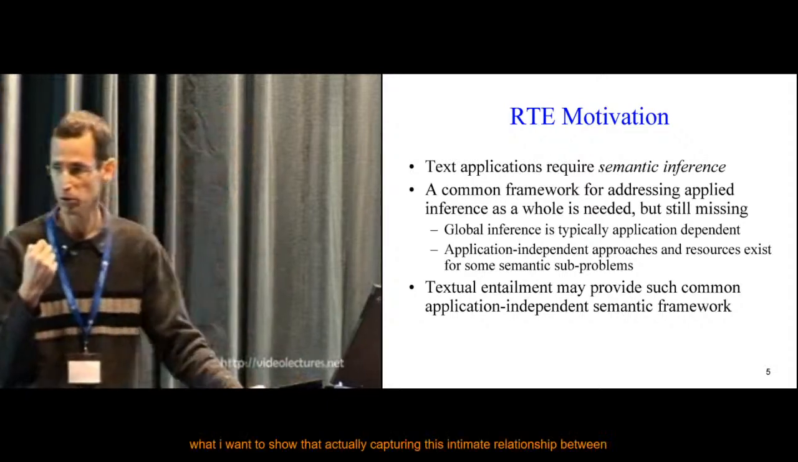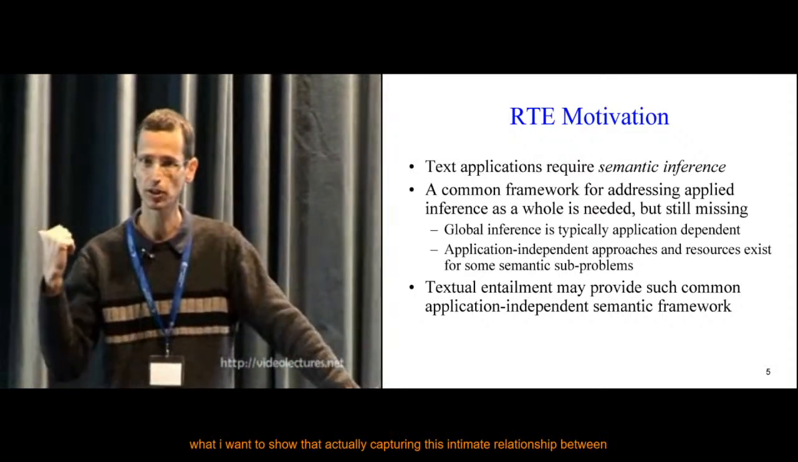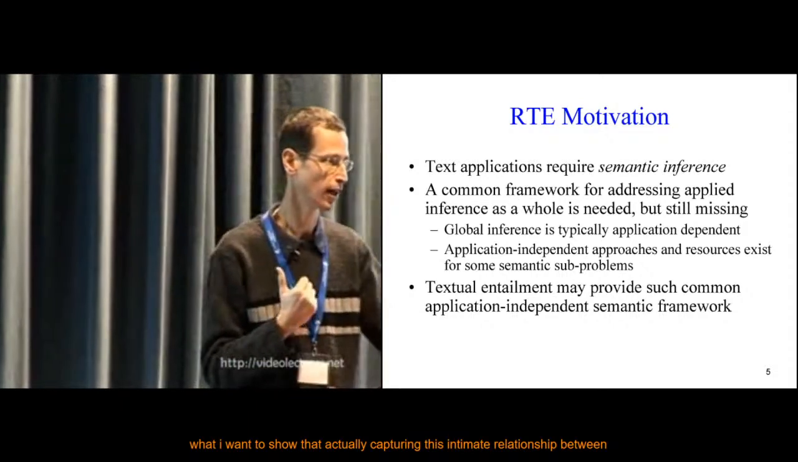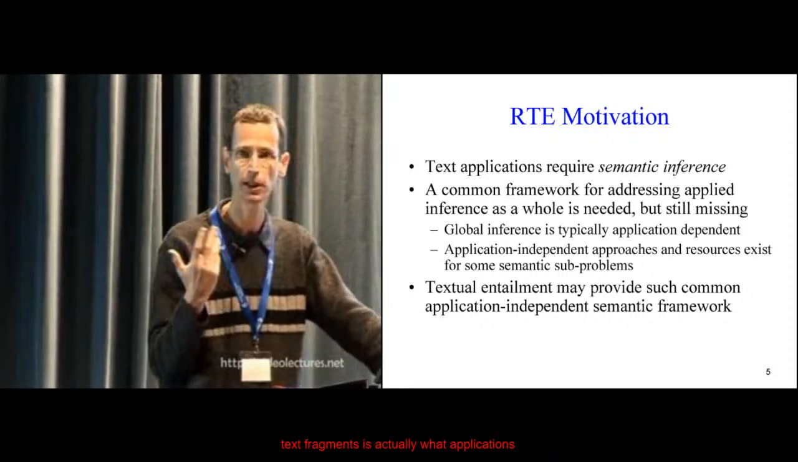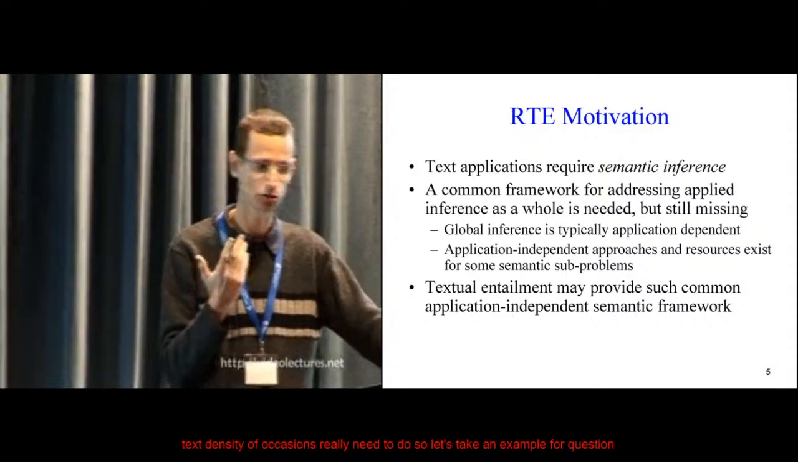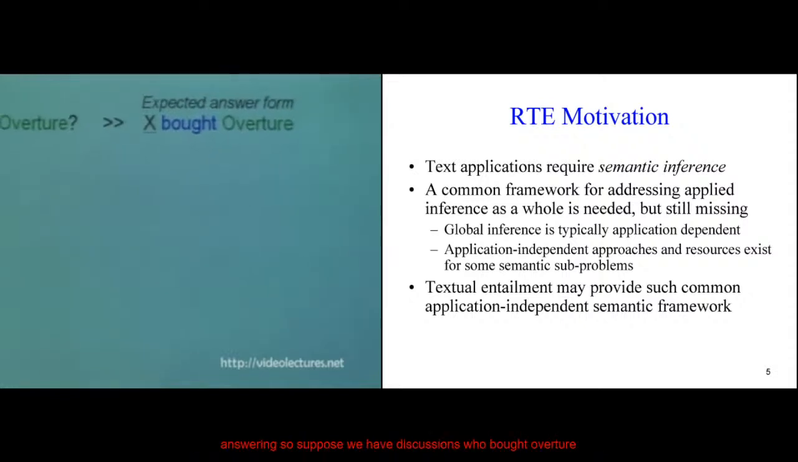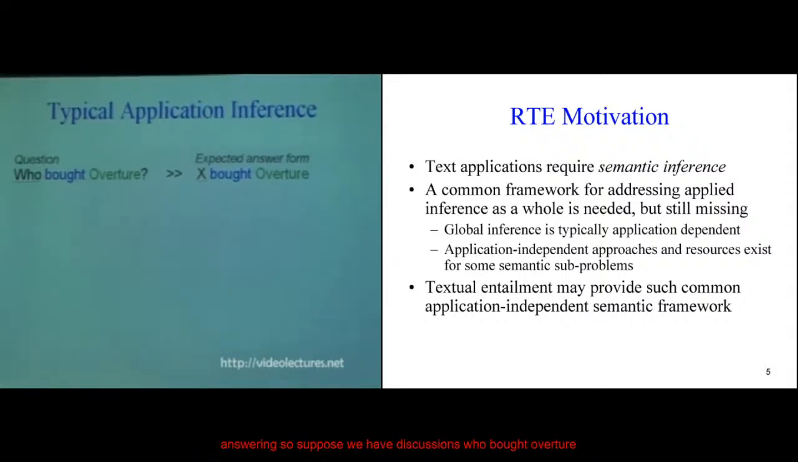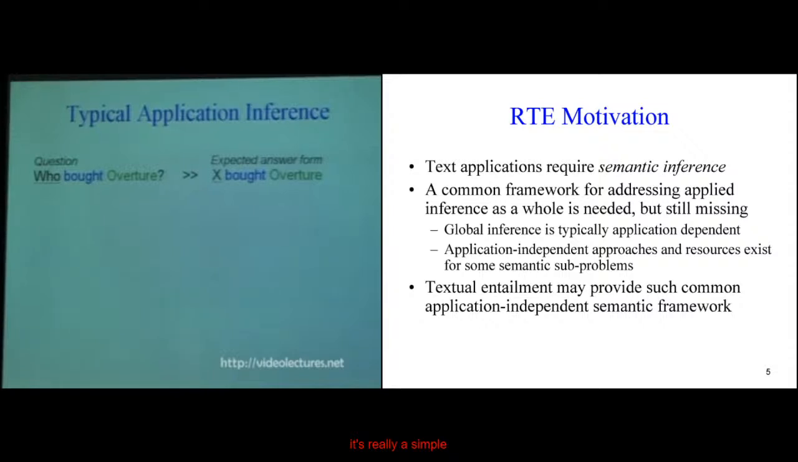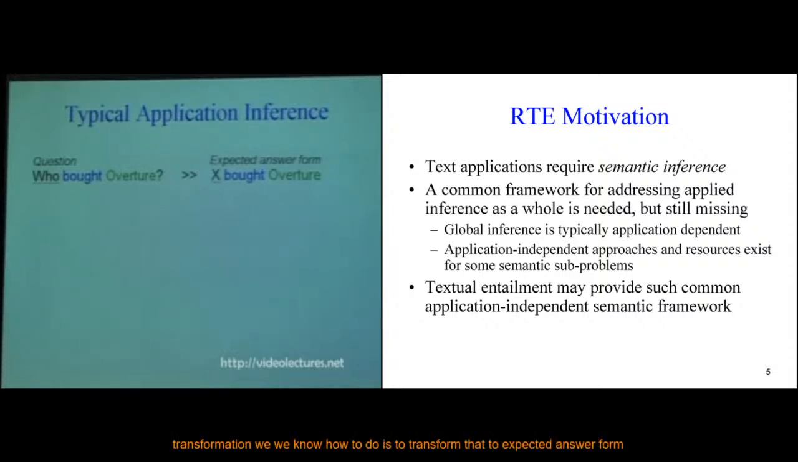And what I want to show now is that capturing this entailment relationship between text fragments is actually what text understanding applications really need to do. So let's take an example for question answering. Suppose you have this question: who bought Overture? A simple linguistic transformation we know how to do is to transform that to the expected answer form, the way we'll find the answer in the text. In the text we'll find an affirmative statement of the form X bought Overture.